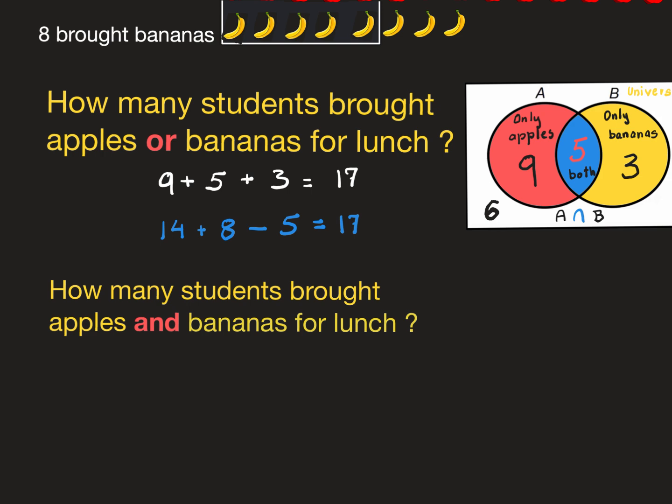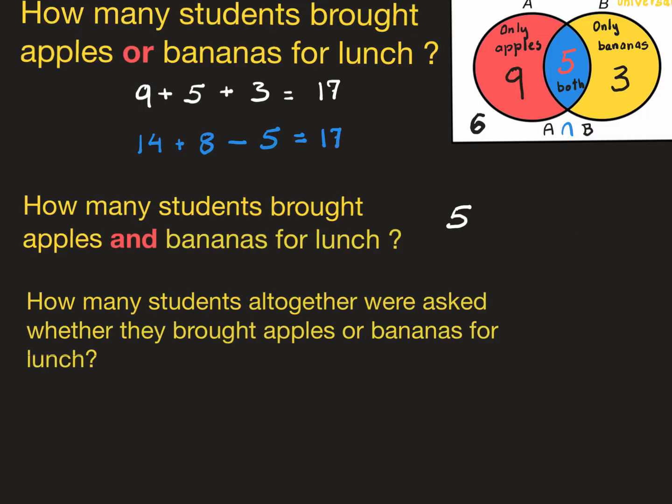Another question we could be asked is how many students brought apples and bananas? That was the intersection of both of them. That means that 5 brought both apples and bananas.